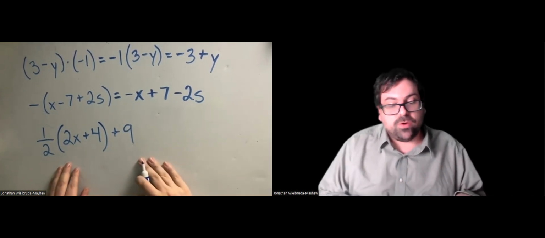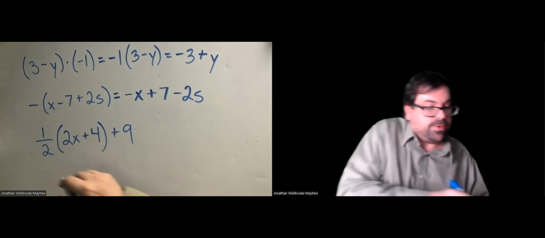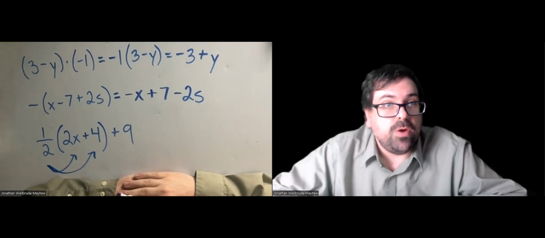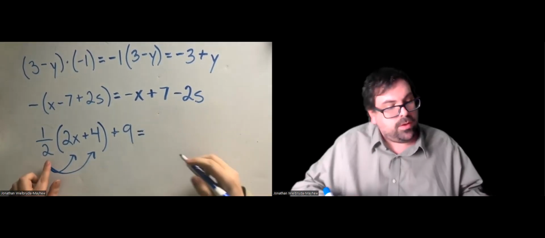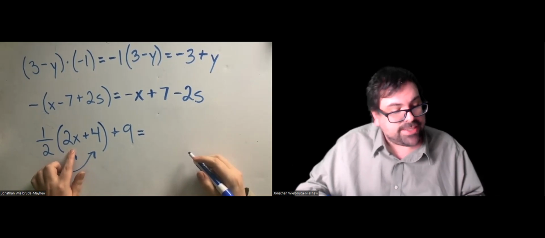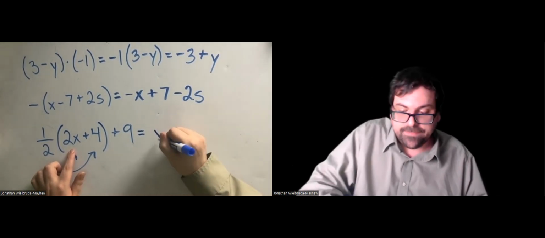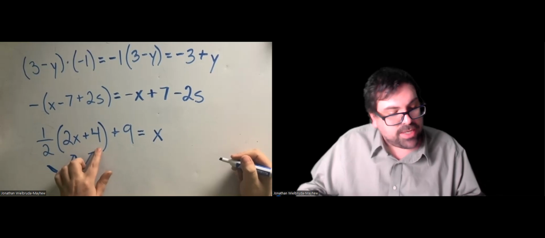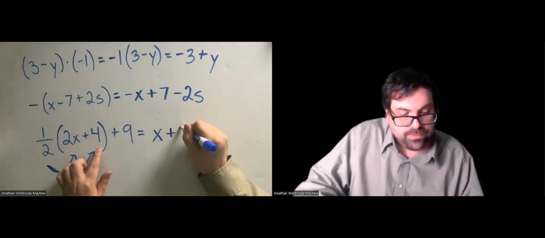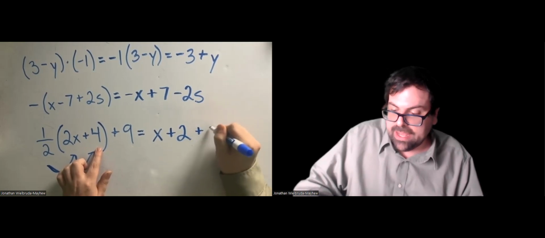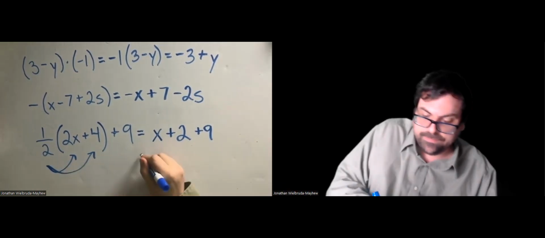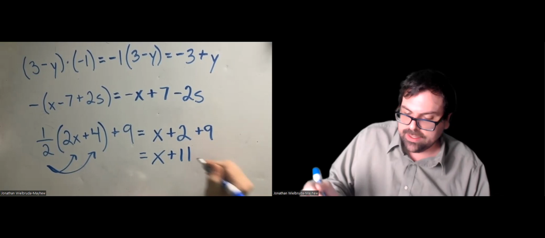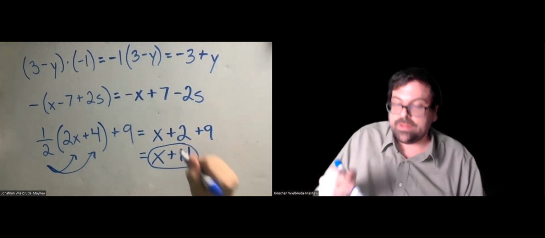And now here, the parentheses don't go all the way through. So we're just distributing to the first two terms. That plus 9 gets left alone. 1/2 times 2x is just 1x. 1/2 times positive 4 is positive 2. Then we have that plus 9. And we can add positive 2 plus 9, get plus 11. So x plus 11.